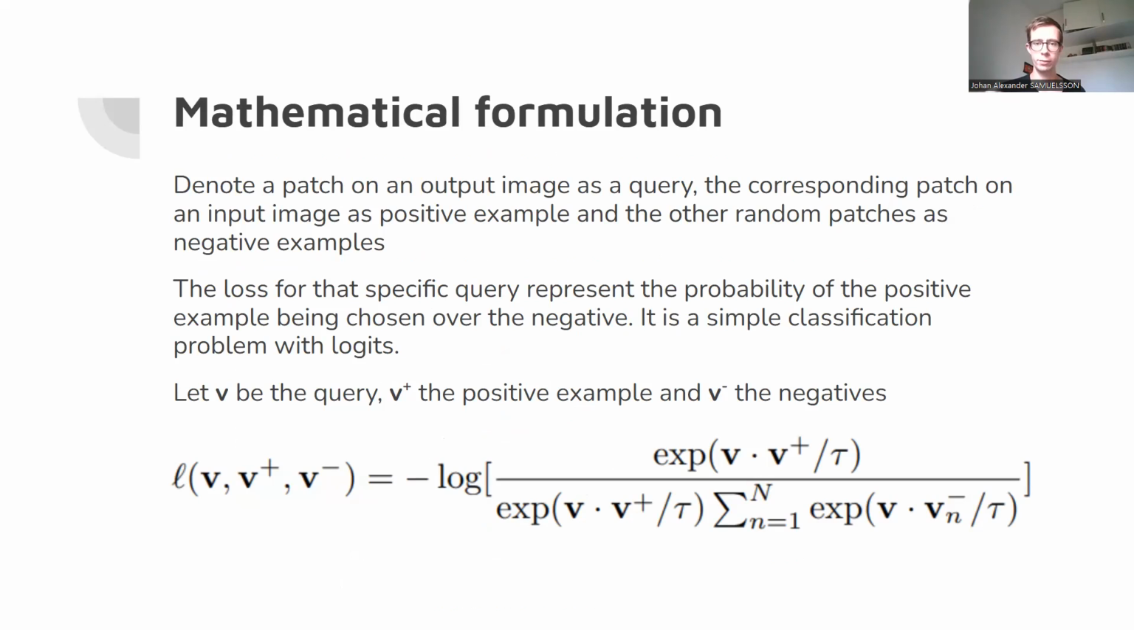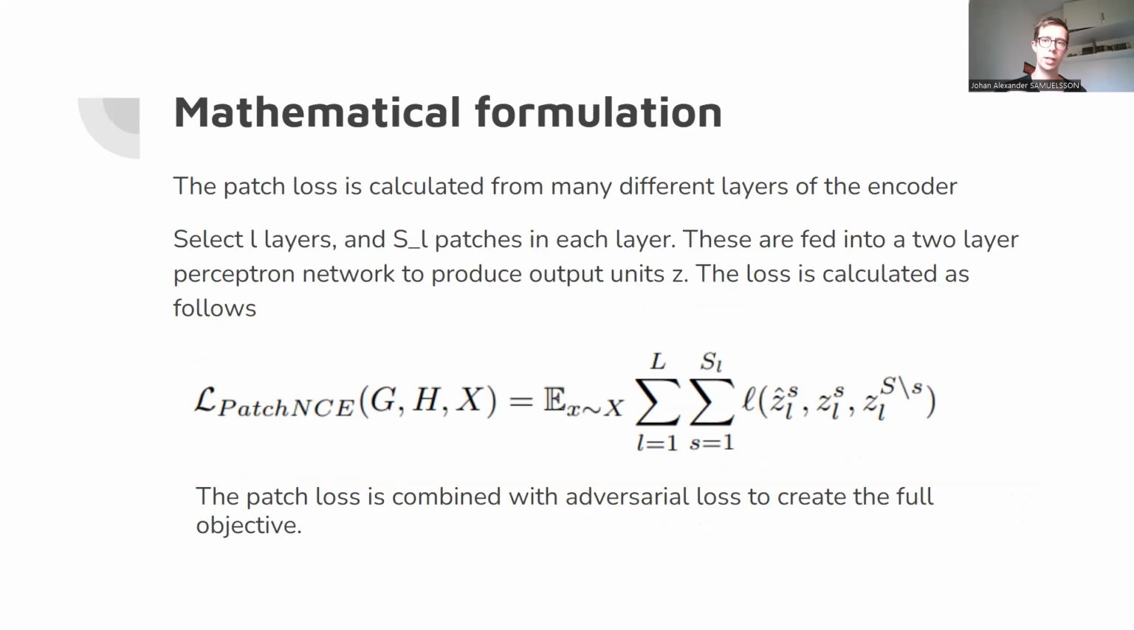And the loss is just a simple classification problem. It represents the probability of the positive example being chosen over all the negatives as the one corresponding to the query. So we use logits and the cross entropy loss, and we get the following loss, as you can see in the slide. And then we do this for many different layers of the encoder. So we select L layers and S_L patches for each layer, and we calculate the loss from all of this. We also input the patches through a network, but you can read about that in the report. So we basically get the losses from a bunch of different patches from a bunch of different layers, and this is our full patch loss. We combine this with adversarial loss to create the full objective.